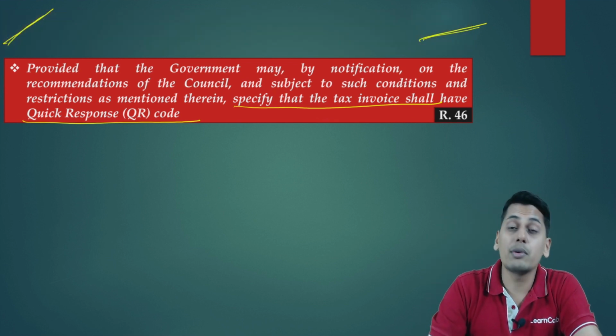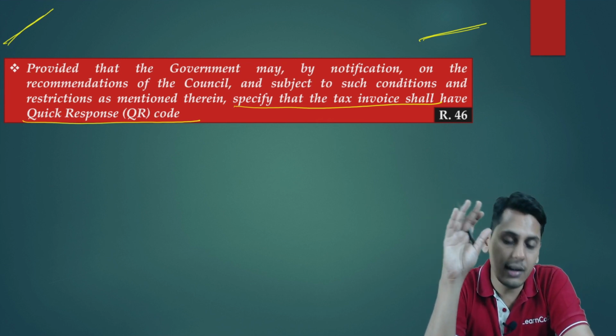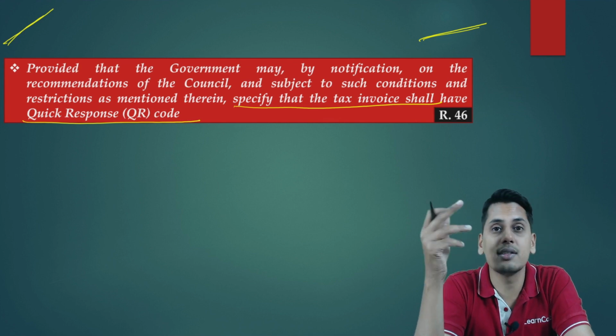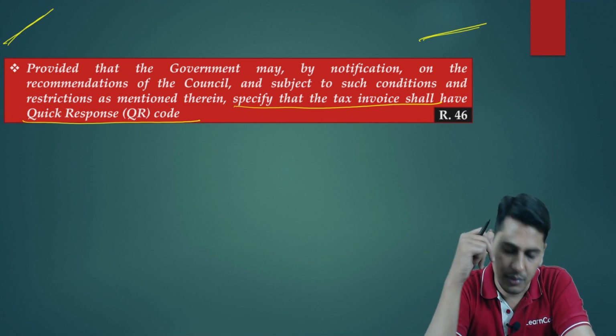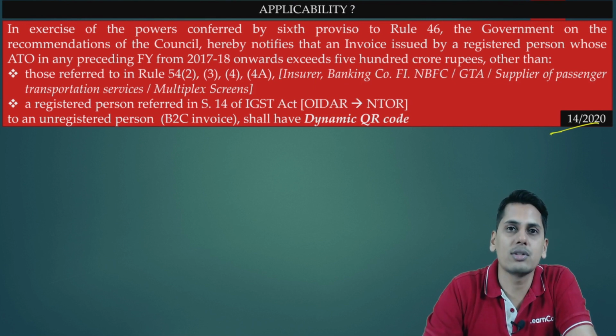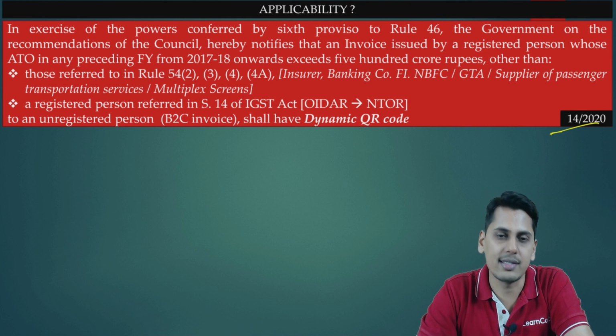Sixth proviso to rule number 46 also tells you that the government by notification will specify that a tax invoice shall contain a quick response code. Now friends, what is this quick response code containing? Let's have a look at notification 14/2020, which is issued for the purpose of sixth proviso to rule number 46.